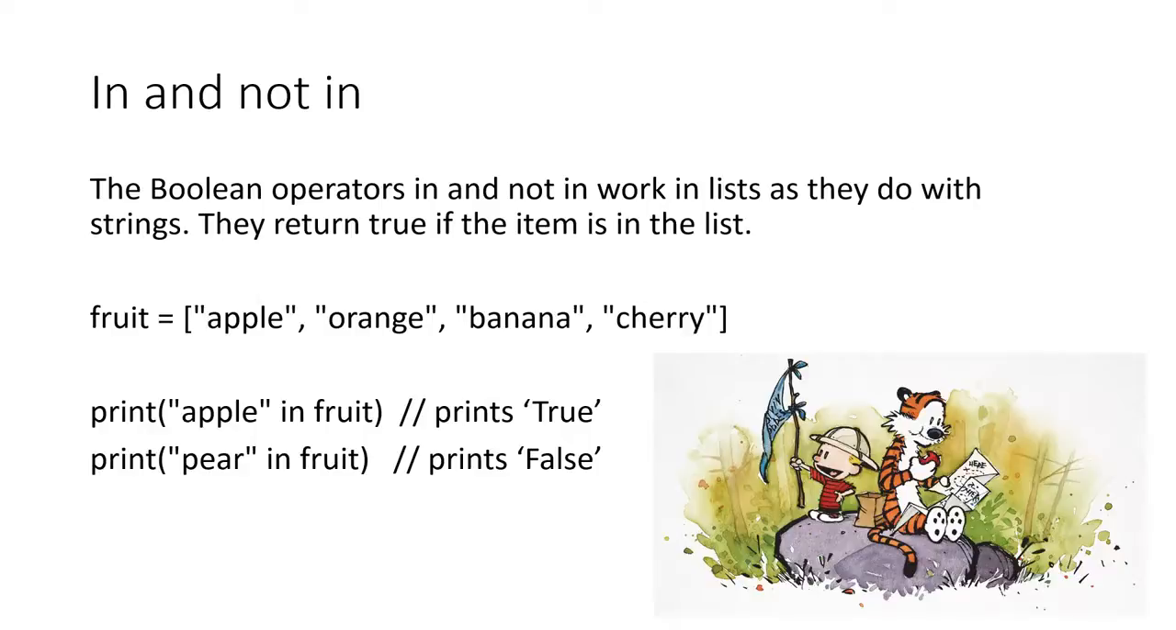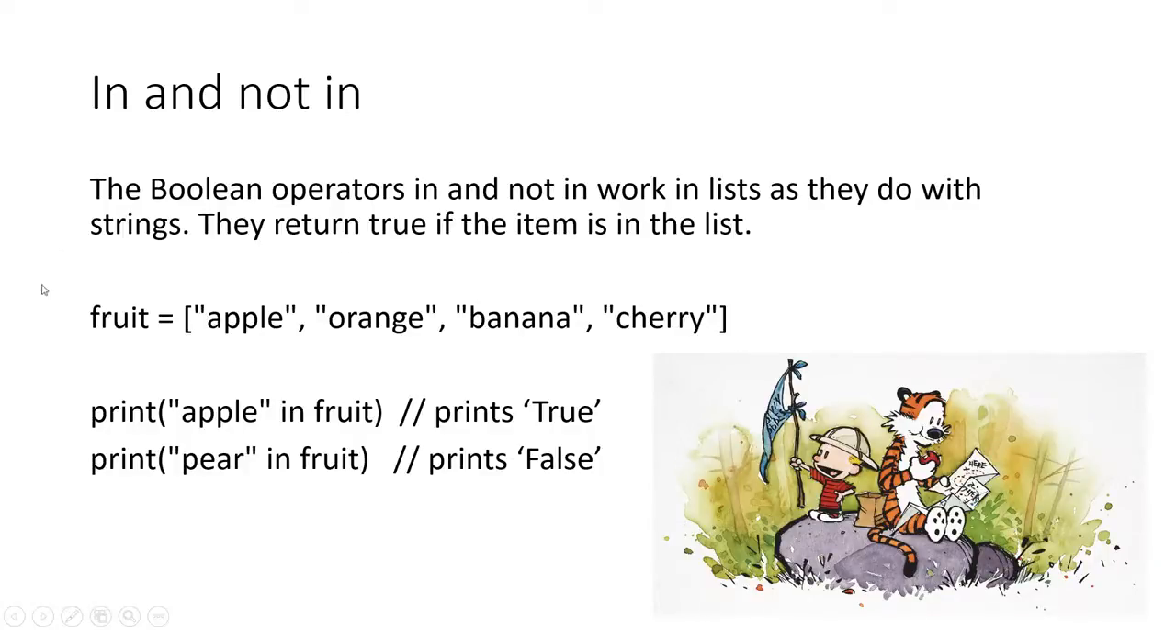There are a couple of Boolean operators that work specially on lists, and in fact these work the same as they do on strings as well. These are the in and not in operators. They check for membership. So the in operator returns true if the item is in the list, and not in returns true if the item is not in the list.